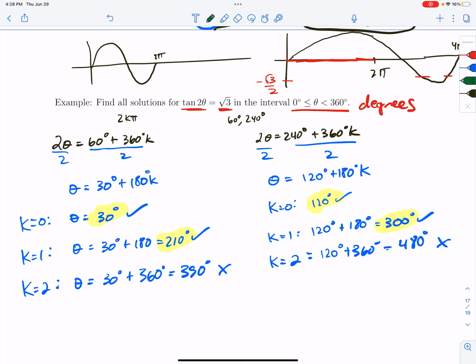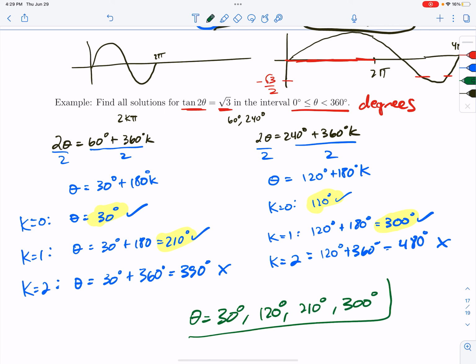So writing it all out, I'm going to say theta is equal to 30 degrees, 120 degrees, 210 degrees, and 300 degrees. Those are all the places that tangent graph is going to hit square root 3.